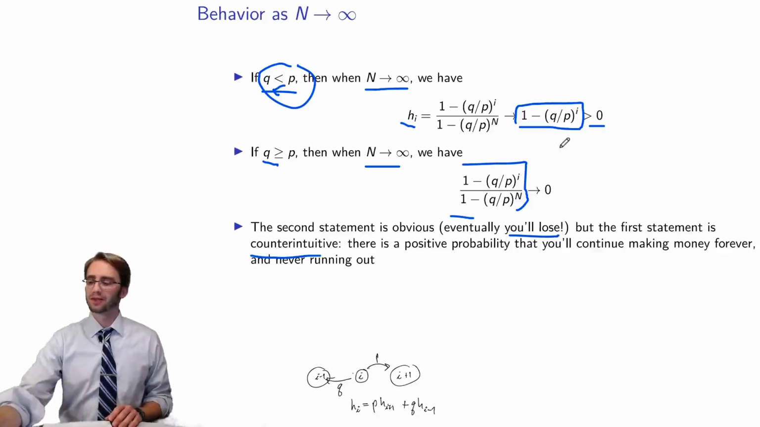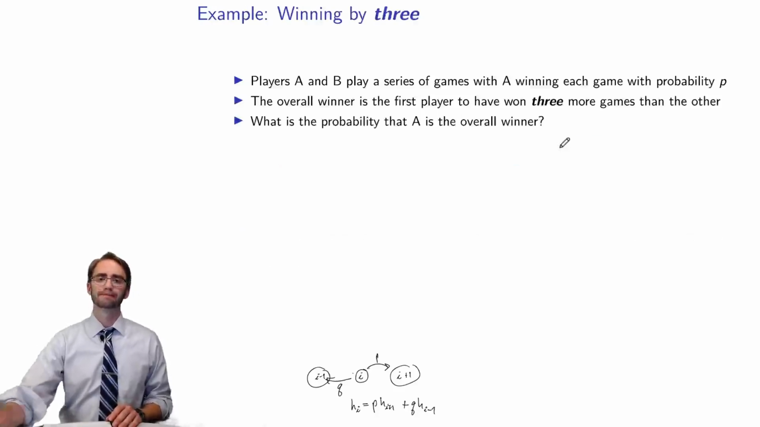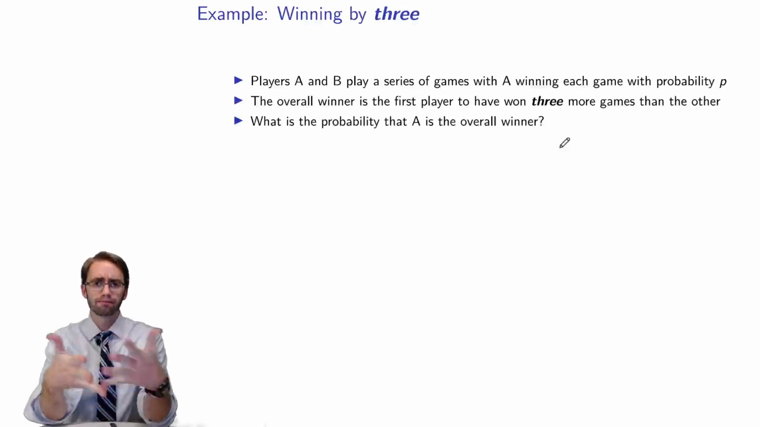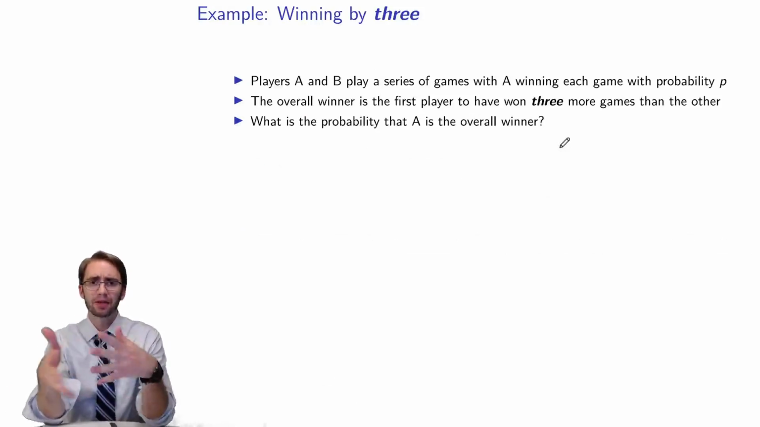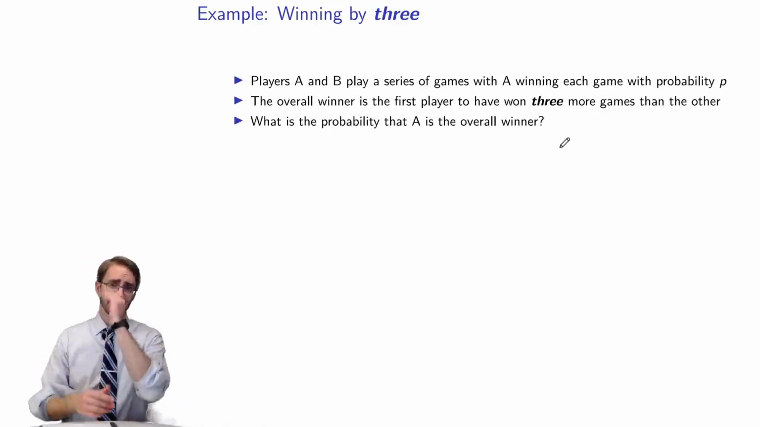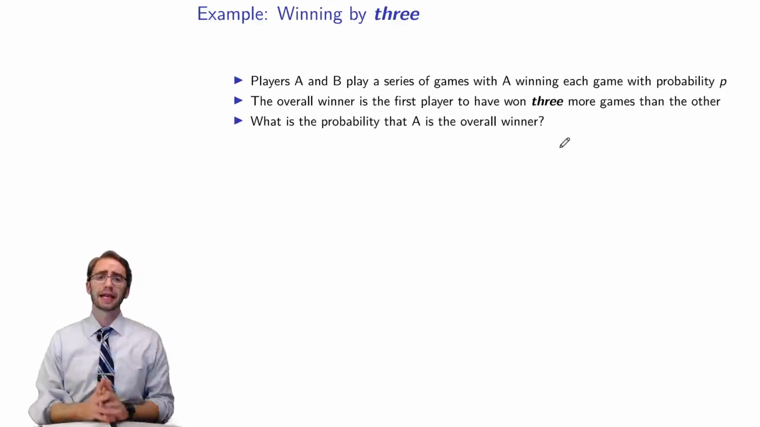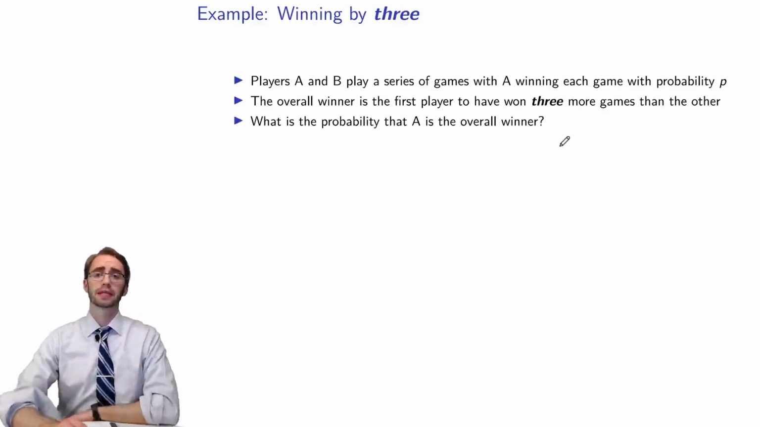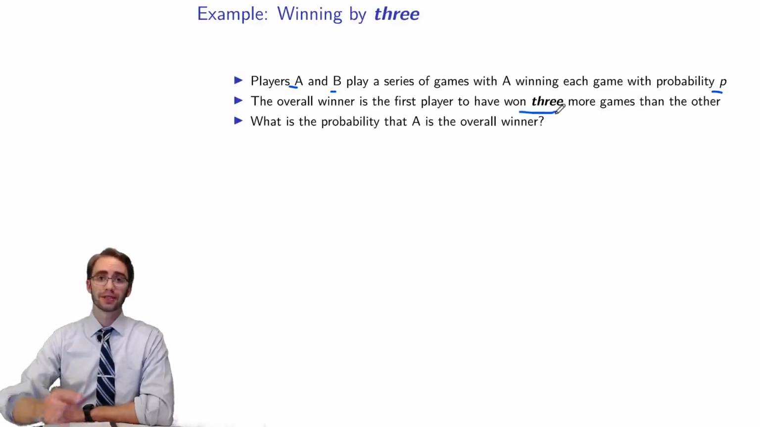You could apply this to an example we had before that involved players A and B playing a game, where you had to win by 2. We did that in conditional expectation in the previous lecture, and now we'll do it winning by 3 for no particular reason. It looks like this. You've got A and B. They're playing a series of games, and A has a probability P of winning each game, and the overall winner is the first person who is ahead by 3. We're going to ask, what is the probability that A is the overall winner?